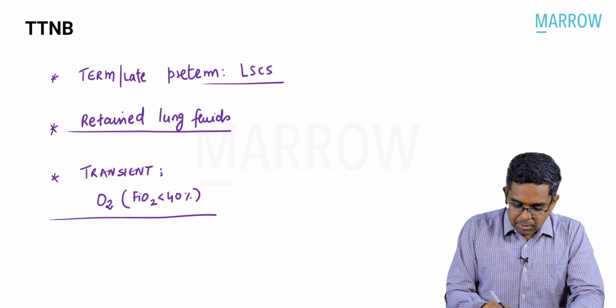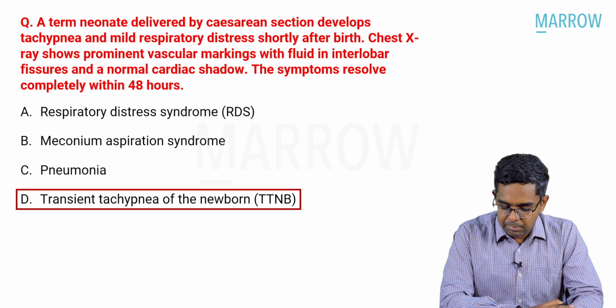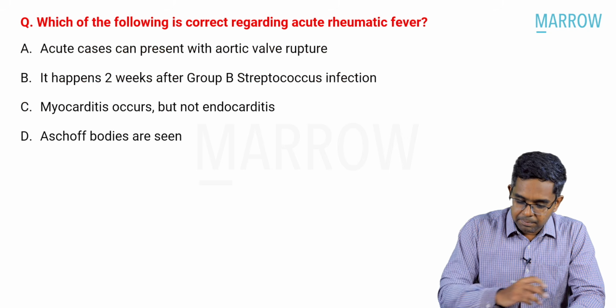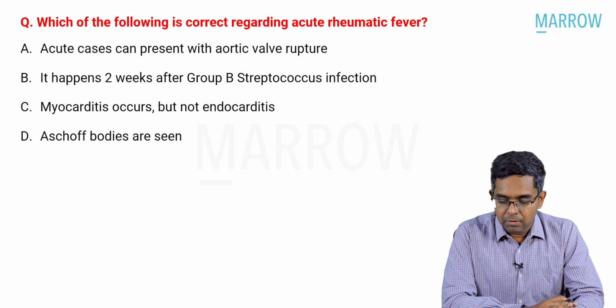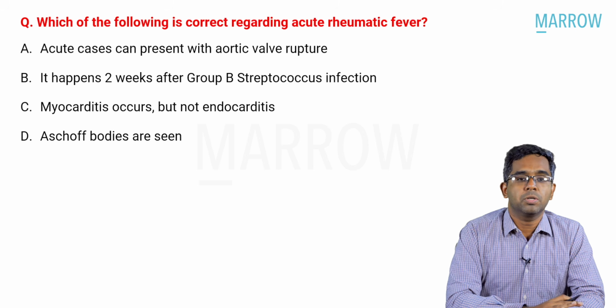And based on all this discussion, the clear answer for our question is option D, which is TTNB or transient tachypnea of newborn. Okay, right. Moving on to the third question. Which of the following is correct regarding acute rheumatic fever? This time, there were 2 questions about acute rheumatic fever.